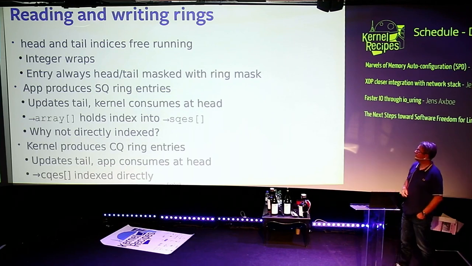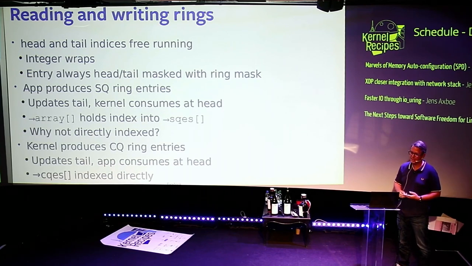So for reading and writing the rings, the indices, the head and the tail, are actually free running in io_uring. That means we never mask those. We just allow integer wraps of them at the end. So to be able to index a specific head or tail entry, you always mask it with the ring mask.